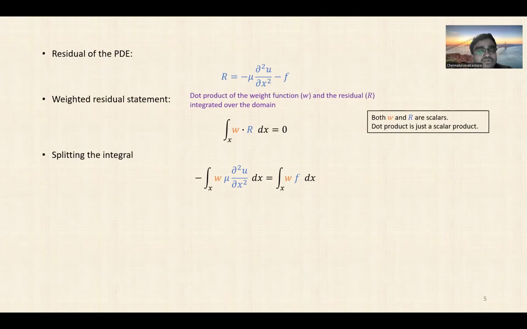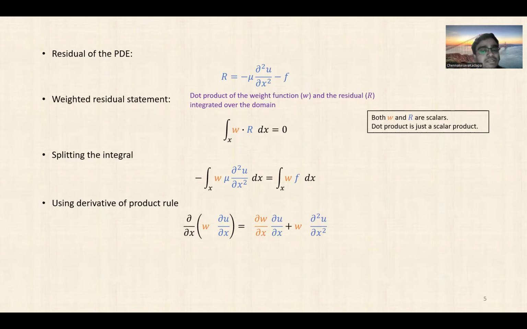Okay. So in order to transfer the derivative to w, what we do is we use the derivative of product rule. So this is right. Okay.